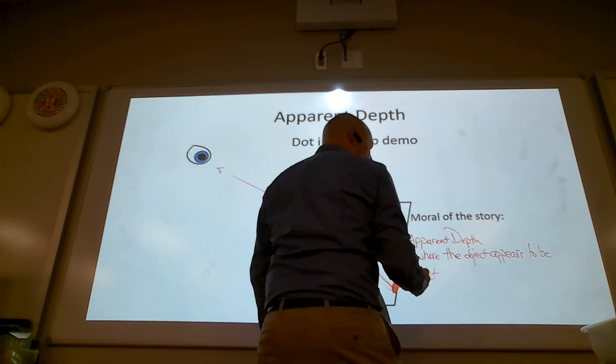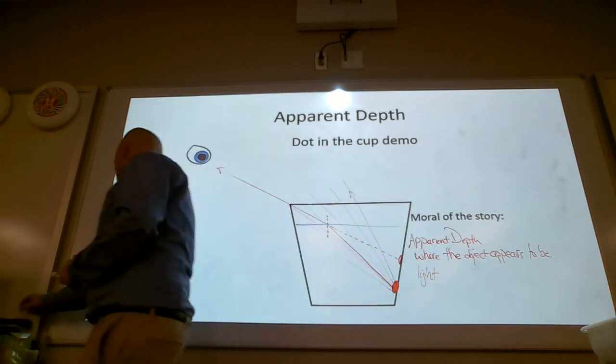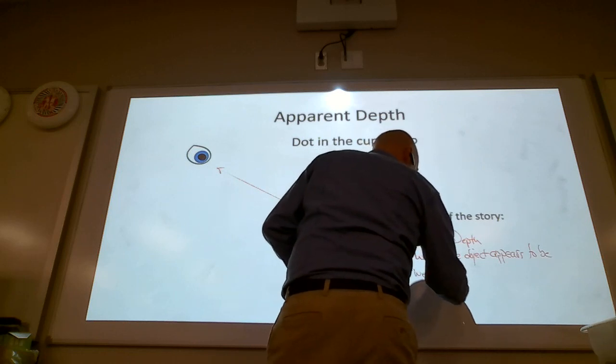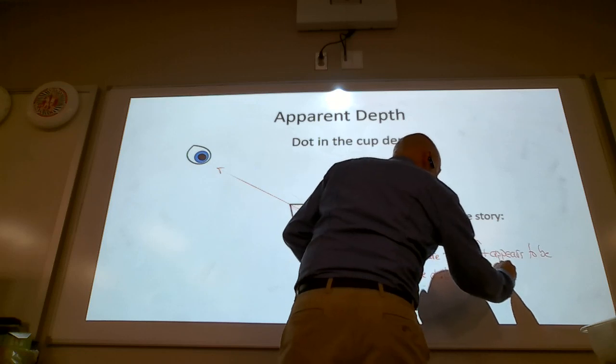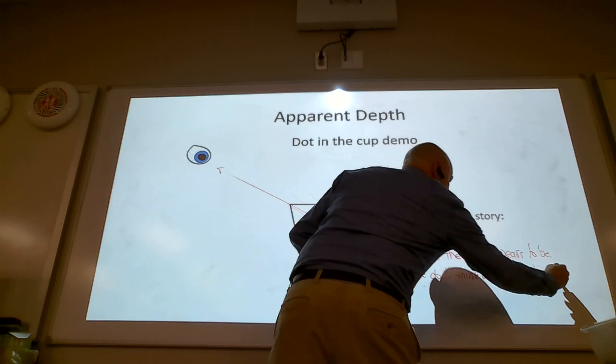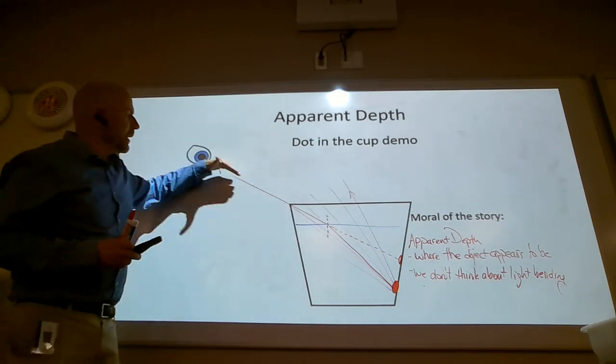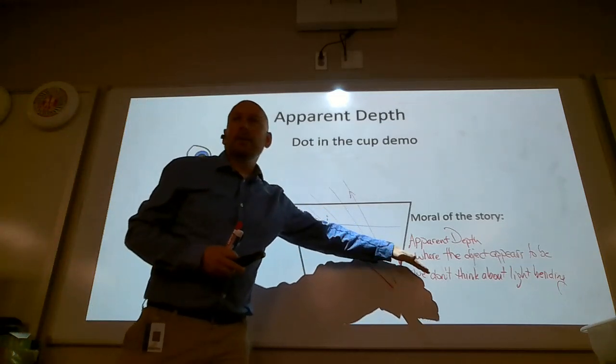We don't think about light bending. Okay? Does that make sense? Okay. So that's the apparent depth. So when you're doing this, here's the ray that goes into your eye. Just make that a straight line. That's where you think you see it.